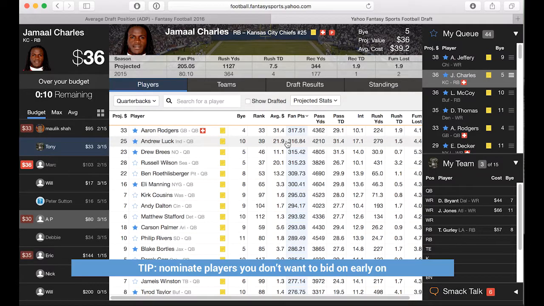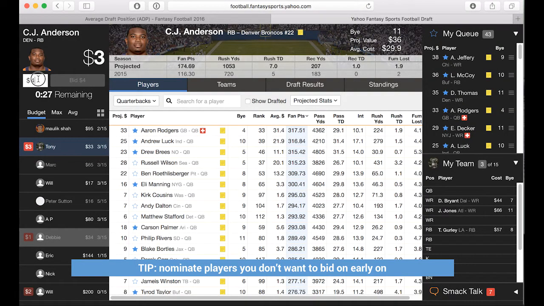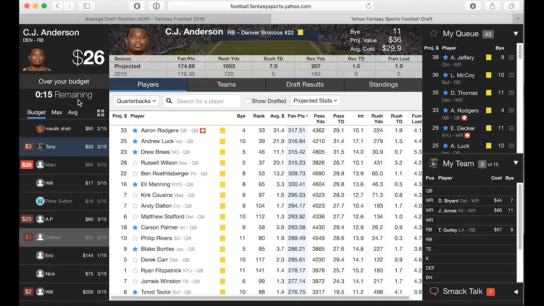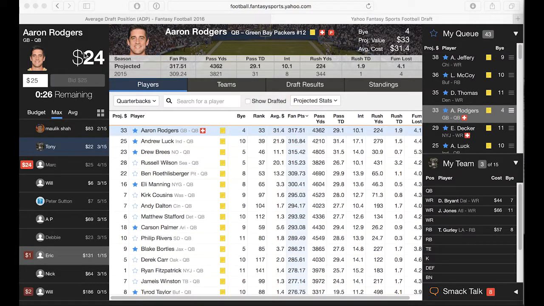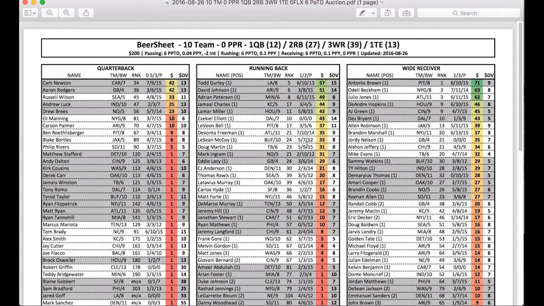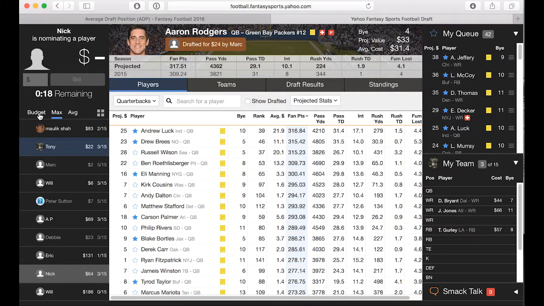The next tip that I have for you is to nominate players who you don't want and you want other people to spend their money on. That's a legit strategy. You don't have to nominate based on the order that Yahoo puts players on there. You can nominate anyone that you want, and I suggest that you nominate players that are good and that may command a good premium. You want to encourage other people to spend their money.